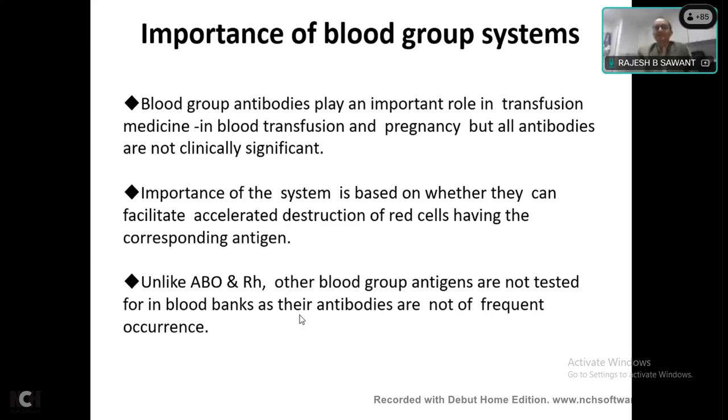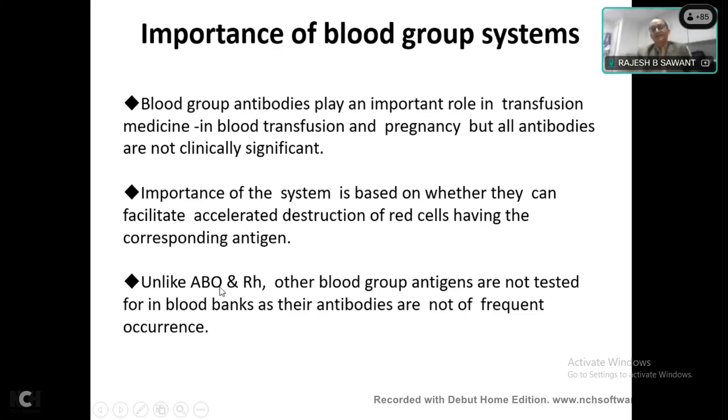So all in all, what is the significance? Why are we talking so much about blood groups? Because they play a very important role in transfusion, especially when blood transfusion is needed, and not only in pregnancy, but also in any other clinical scenario where transfusion of red cells or plasma or platelets is needed, right? Also, we can understand the scenario where there may be an accelerated destruction of the red cells because there is presence of the corresponding antigen for which an antibody is already available in the patient's circulation, right?